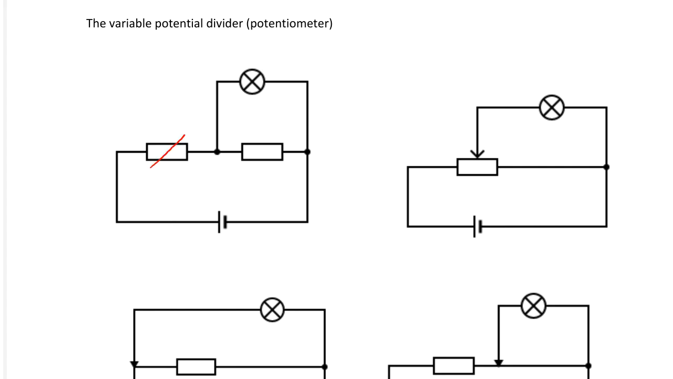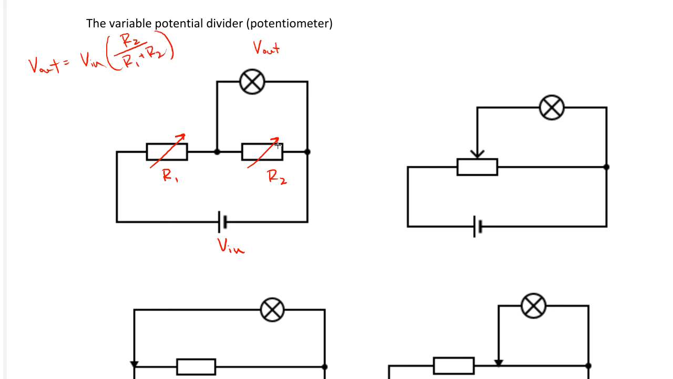So imagine that both of these now are variable resistors, and we'll call this resistance 1 and this is resistance 2, and now we have a bulb, a lamp, connected in parallel with resistance 2. So this is going to be our V out, like we saw in the initial example. Well, remember that V out is equal to V in, that's down here, V in, multiplied by the ratio of R2 to the total resistance R1 plus R2.